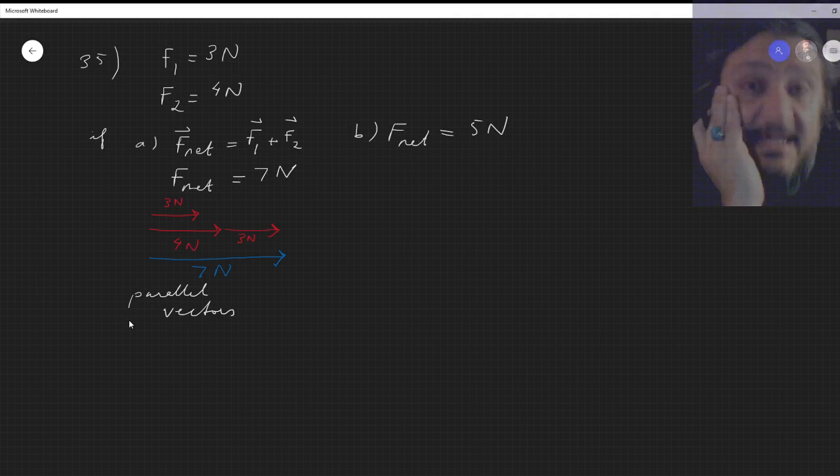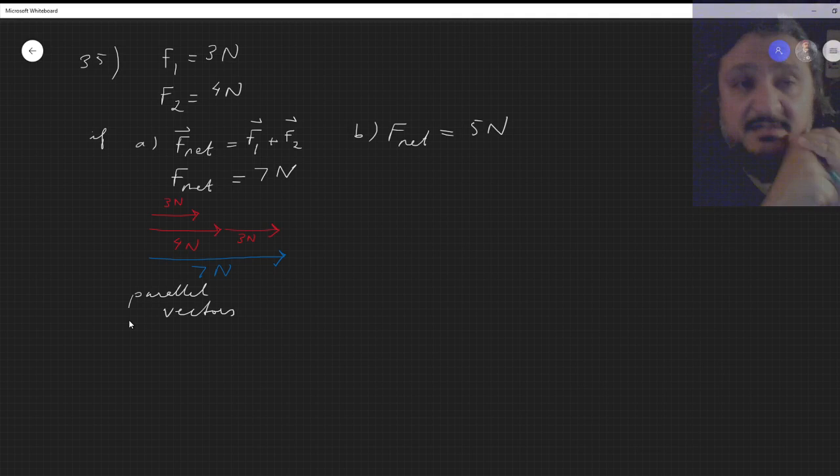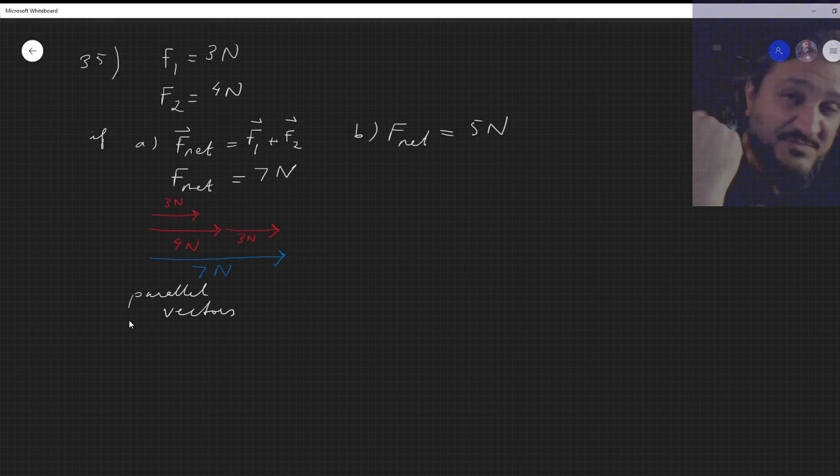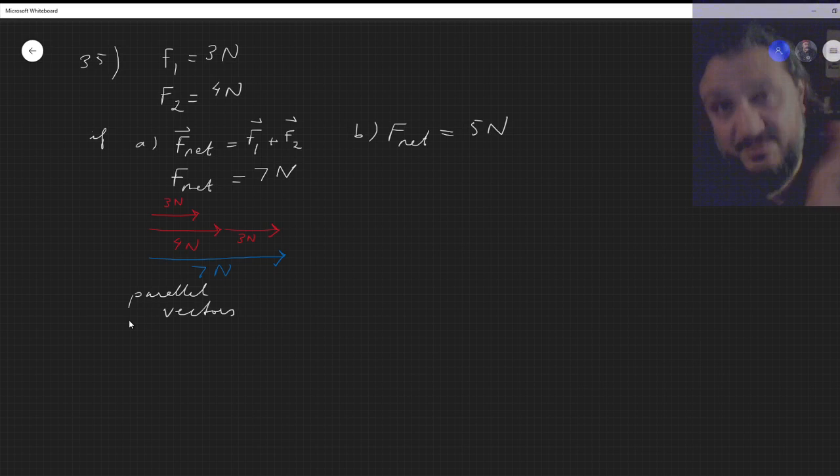What about B? B says 5 newtons. Okay, what will be the next easy case? What if they're in opposite directions? Well, if that were the case, you would subtract 3 from 4, you get only 1. The net force would be 1, okay? Maybe that's what they're asking in part C, but that's definitely not part B. We gotta find 5 newtons.